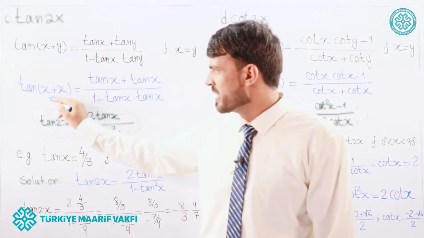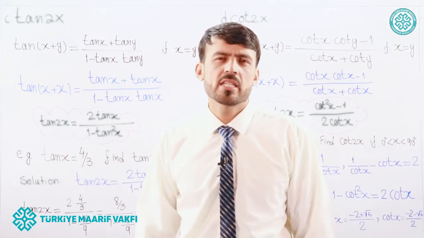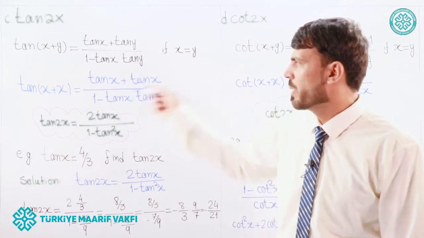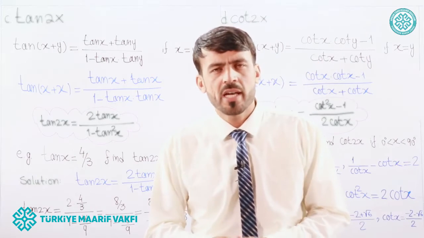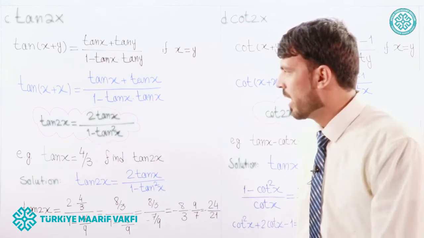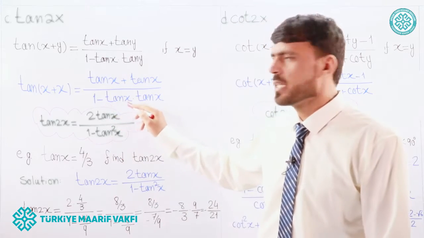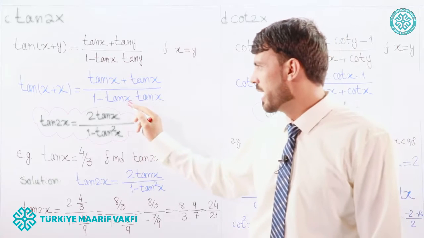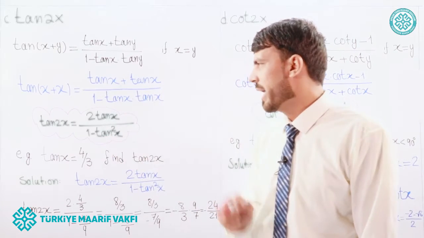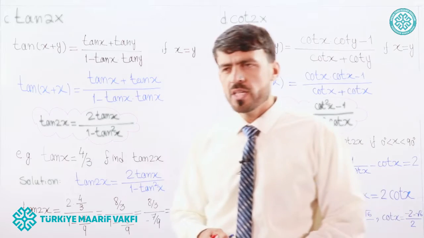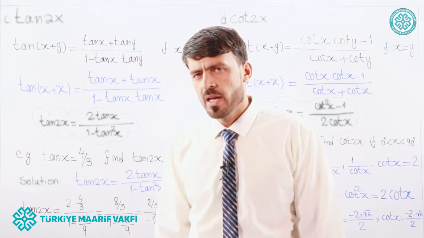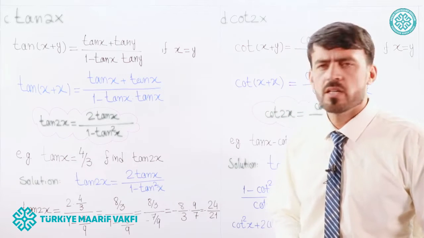So here we have tangent of x plus x. These two x's can be added and we will have tangent 2x. In the numerator, we have tangent x plus tangent x, which we can add and write as 2 tangent x. In the denominator, we have 1 minus tangent x times tangent x, which we can write as tangent square x. So the double angle formula for tangent is tangent 2x equals 2 tangent x over 1 minus tangent square x.